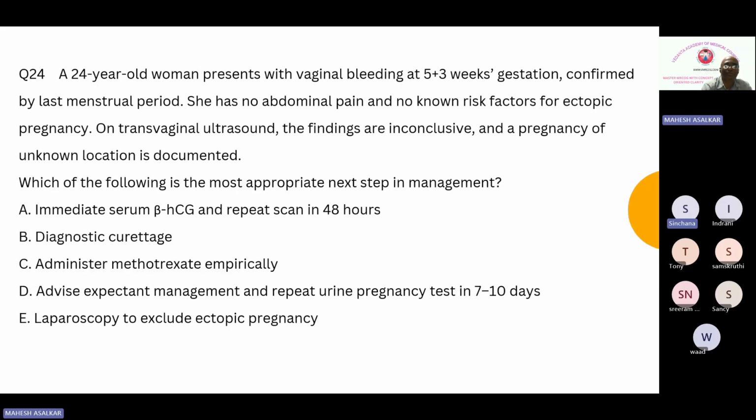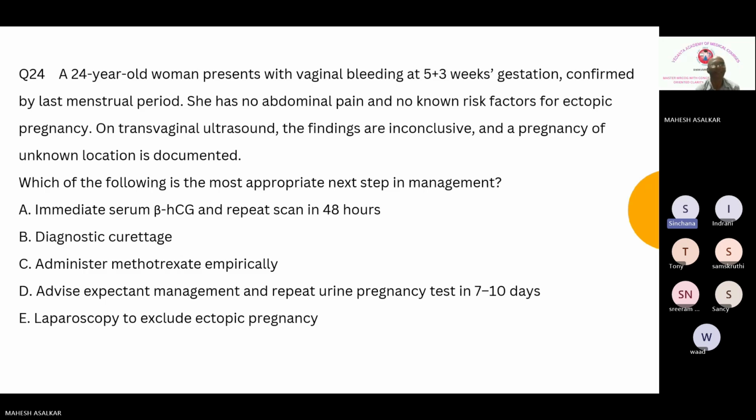Yes, continue, doctor. A 24-year-old woman presents with vaginal bleeding at 5 plus 3 weeks gestation, confirmed by last menstrual period. She has no abdominal pain and no risk factors for ectopic pregnancy. On transvaginal ultrasound, the findings are inconclusive and a pregnancy of unknown location is documented. Which of the following is the most appropriate next step in management?